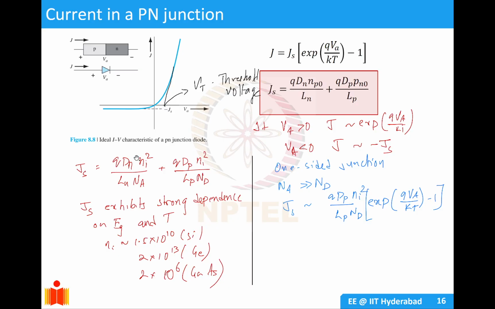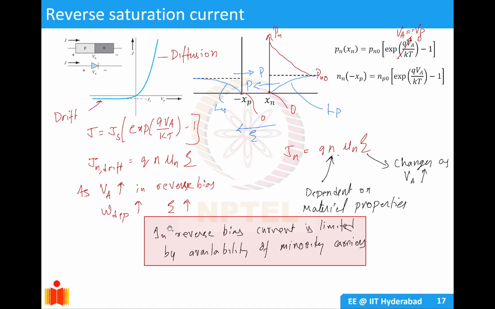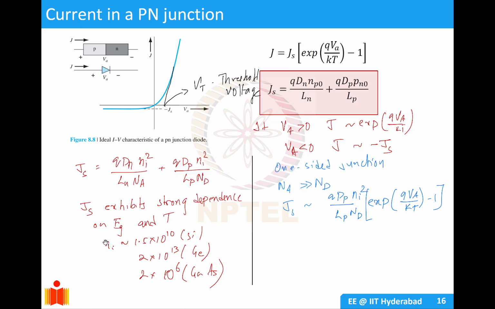where Js is q Dn by Ln times np naught, which is ni square by Na, plus q Dp by Lp times pn naught, which is ni square by Nd. You can see this is exhibiting a strong dependence on Eg and T, and these are typical values for ni.